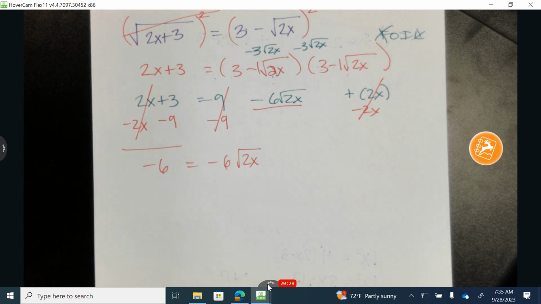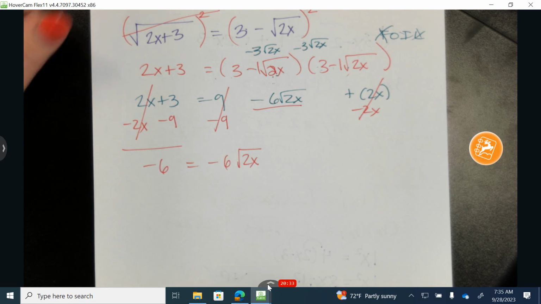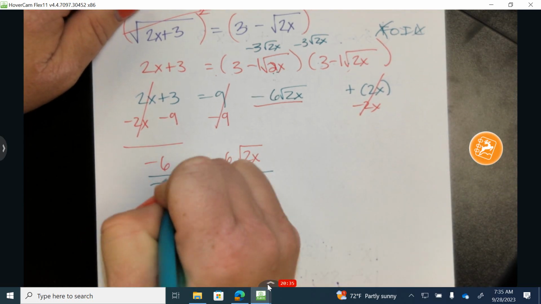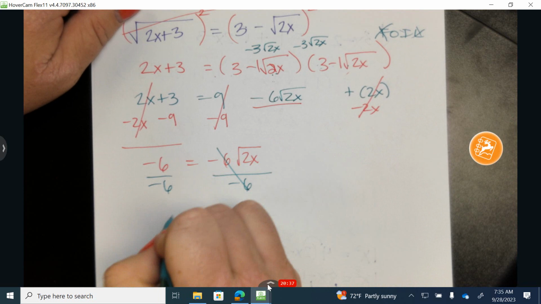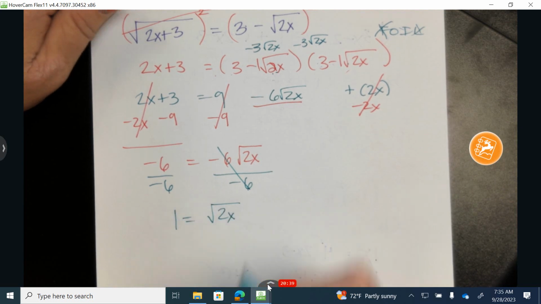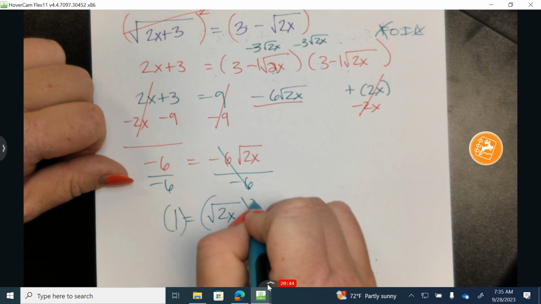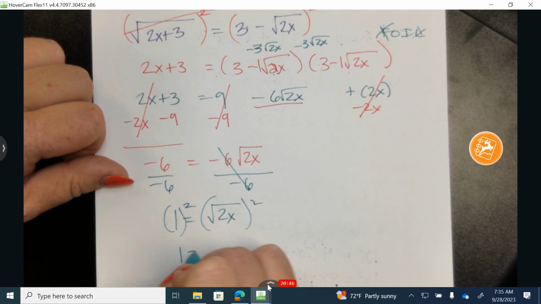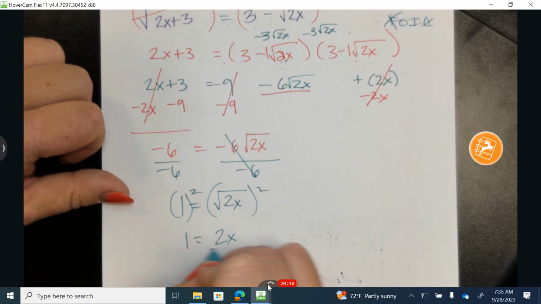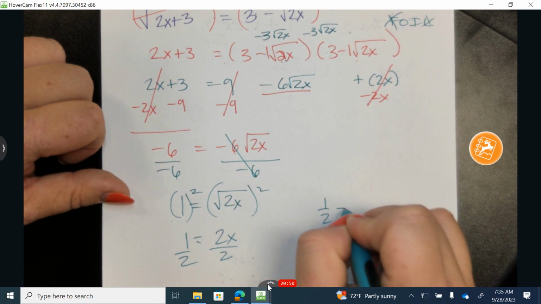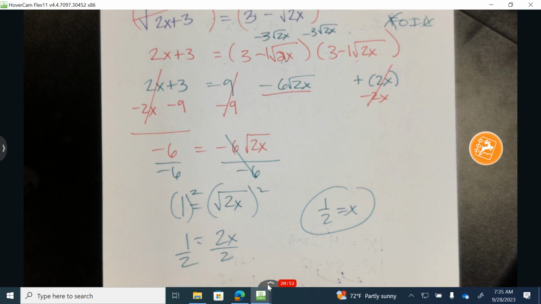So in this case, I would not square the left and right side. I mean, I could, but I wouldn't choose to because I believe it's just as easy to divide by negative 6. Now, to get rid of the square root, I'm going to square both sides. I have 1 equals 2x divided by 2, and I have 1/2 is what I believe the answer is.